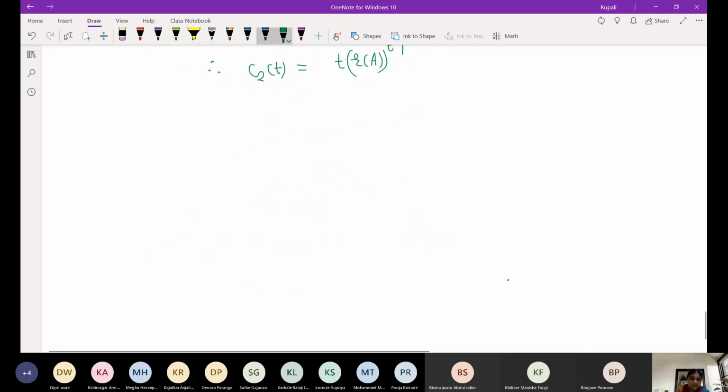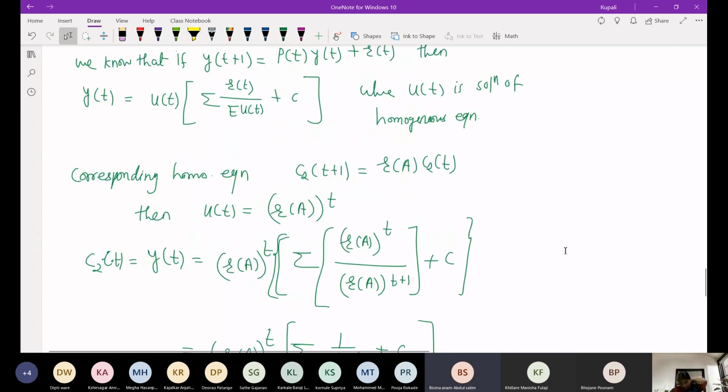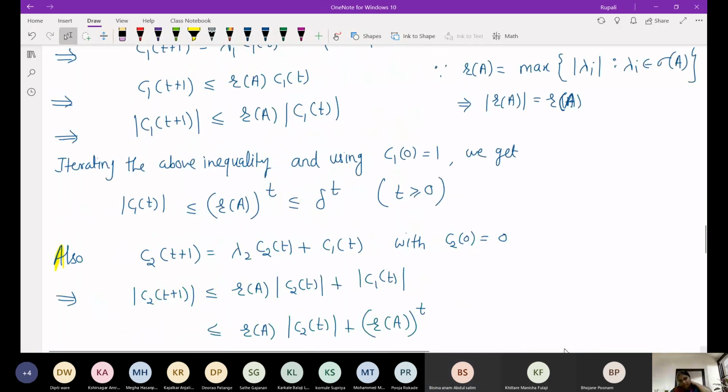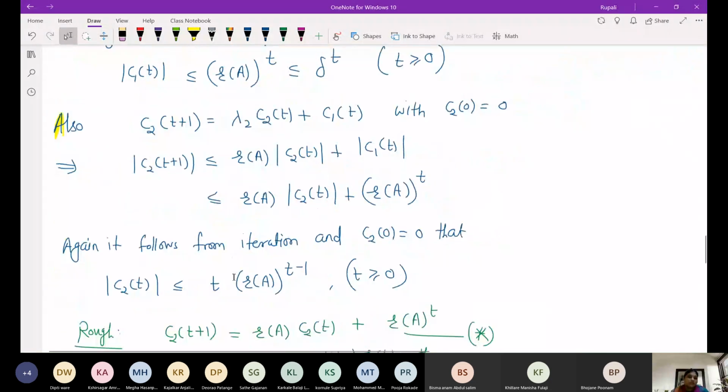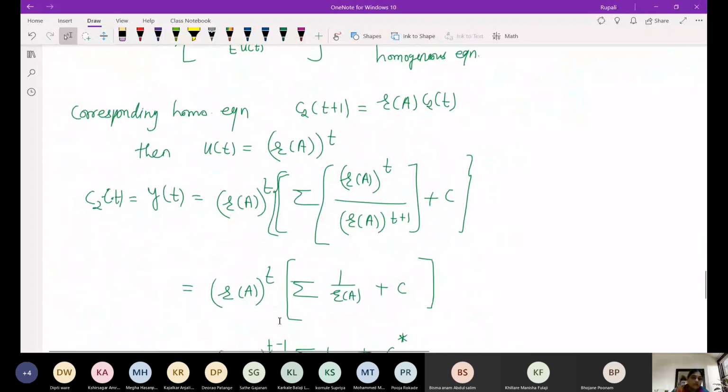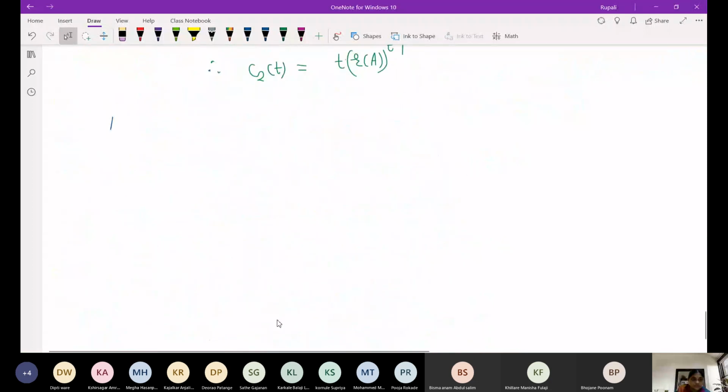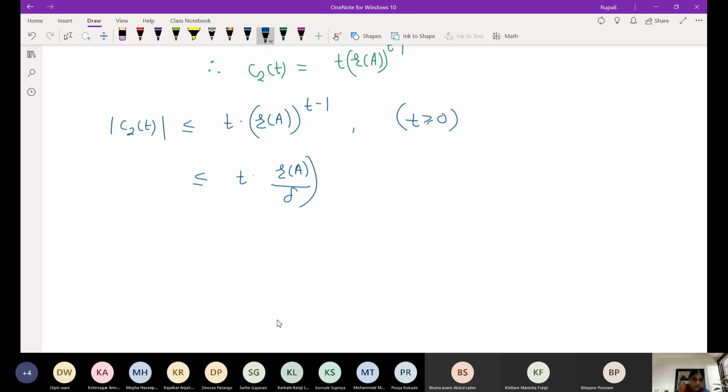Okay, so shall I go further? Yes, ma'am. C1t we have got less than or equal to delta raised to t, and mod C2t we have got t times R of A raised to t minus 1. Mod C2t is less than or equal to t times R of A raised to t minus 1 for t greater than or equal to 0. Now again, this is less than or equal to t times R of A by delta raised to t minus 1, where I divide and multiply by delta raised to t minus 1. Is that okay?